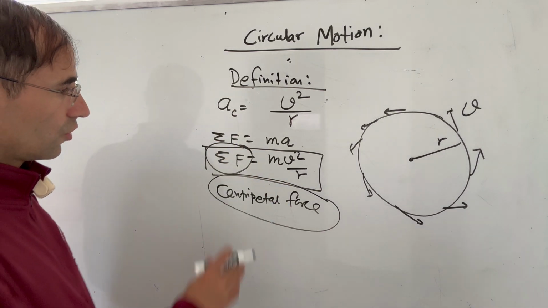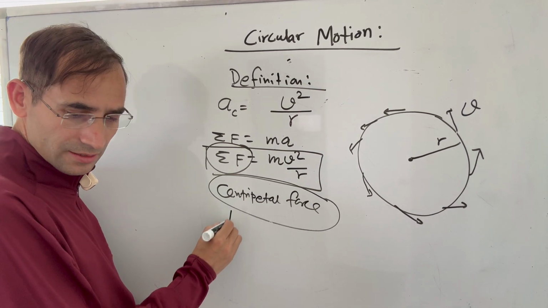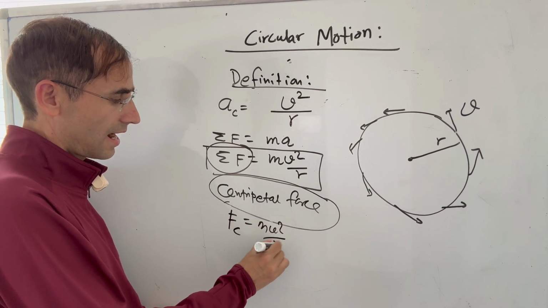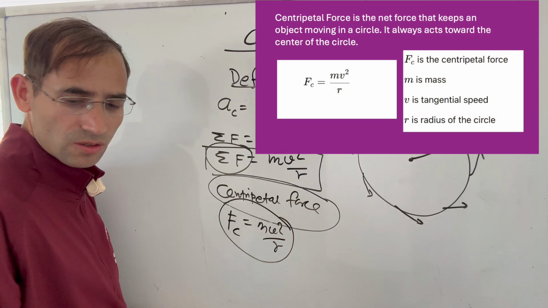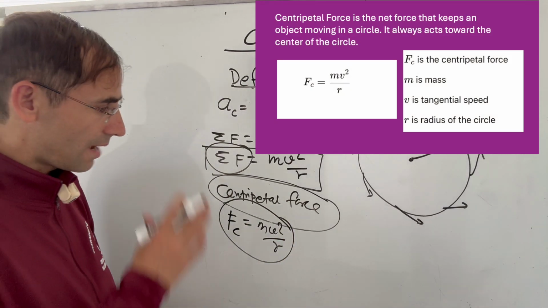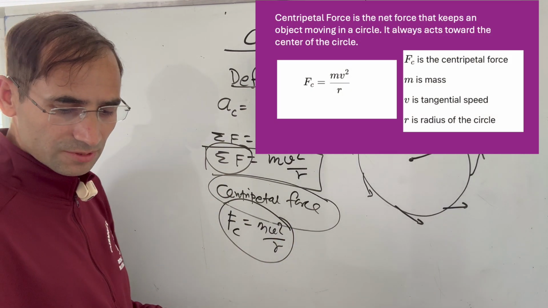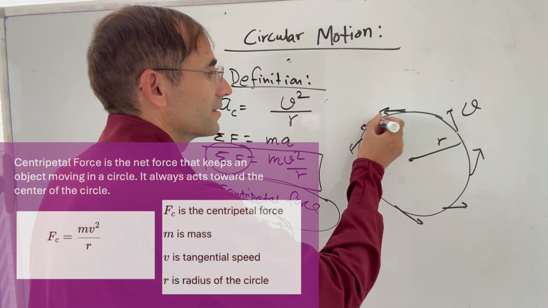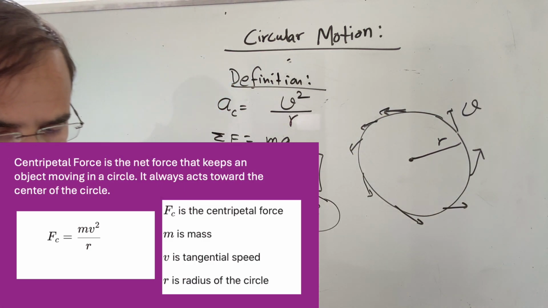So centripetal force Fc is equal to mv squared over r. Anything going around a circular path will experience this force, where m is the mass, r is the radius of the circle, and v is the tangential velocity. You see here, tangential velocity.